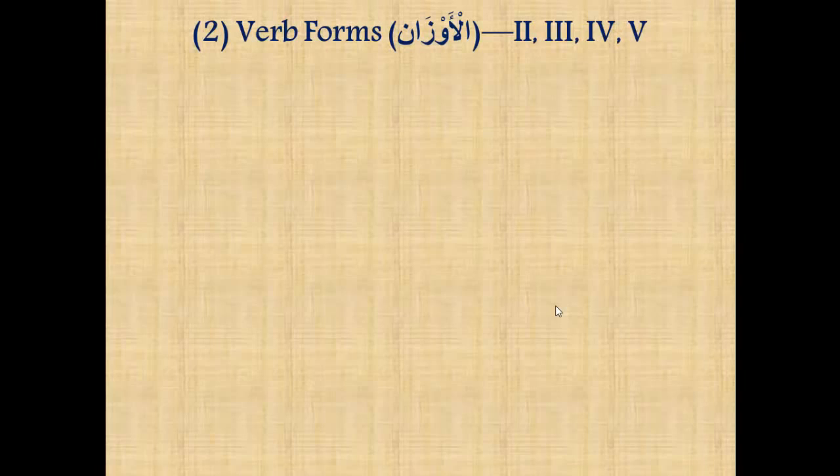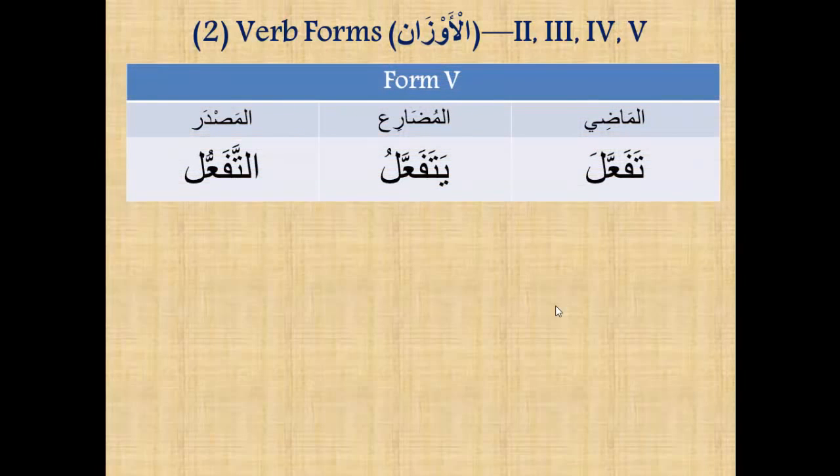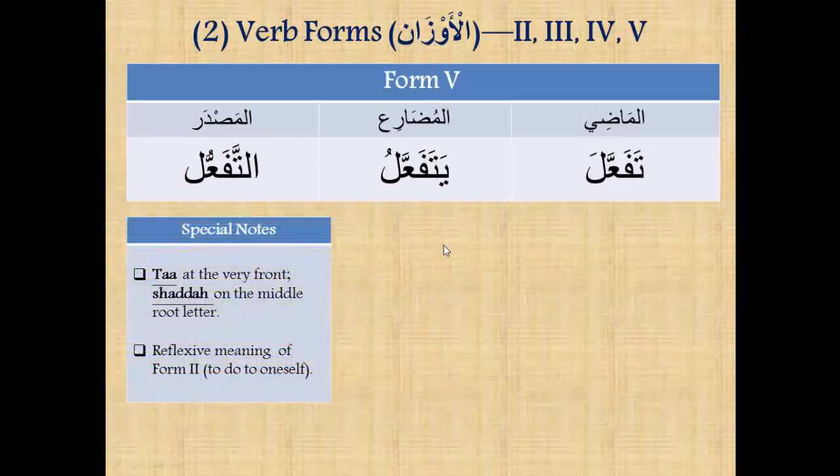Last form for today, Form 5. This is the Form 5 set. For the madi, تفعل. The mudari', يتفعل. The masdar, التفعل. تفعل يتفعل التفعل. What do we notice? What have we added? Well, we've added two things. Number one, we've fixed a ta to the very front of the verb. And number two, we've added a shadda on top of the middle root letter. So there's a ta in the front, and then we have a shadda on top of the ayn.